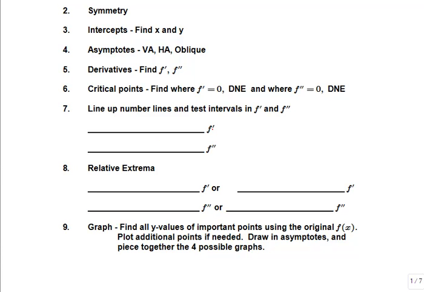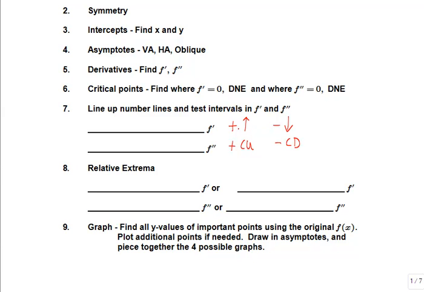Now remember that the first derivative, if you see a plus sign, then that indicates that your original function f is increasing. If you see any minus signs, then that's going to indicate that your original function is decreasing. On your second derivative, if you see any plus signs, then that's going to indicate where your graph is concave up, and any minus signs indicates where your graph is going to be concave down.